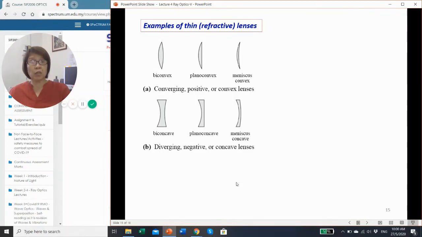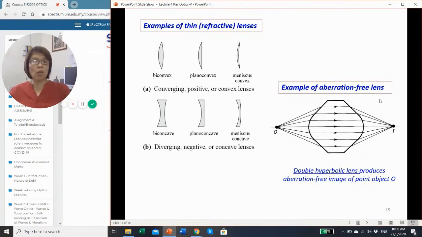These are examples of thin refractive lenses. So this is a biconvex. This is a planar convex. This is a meniscus convex. The centers of curvature of both these surfaces are on the same side. These are converging or positive or convex lenses. For diverging or negative or concave lenses, we have biconcave, we have planar concave, and we also have the meniscus concave, whereby the centers of curvature for both surfaces are now on the left side.